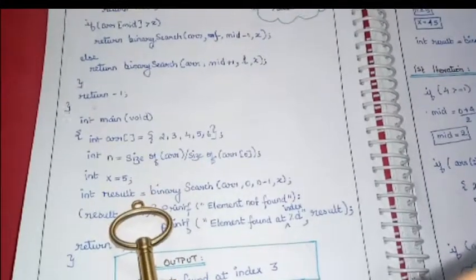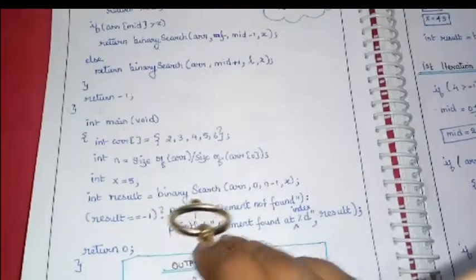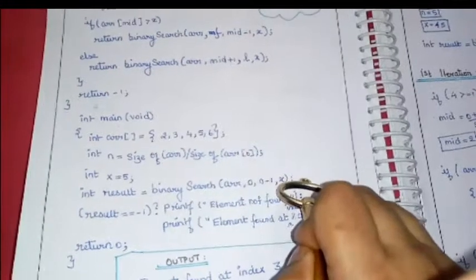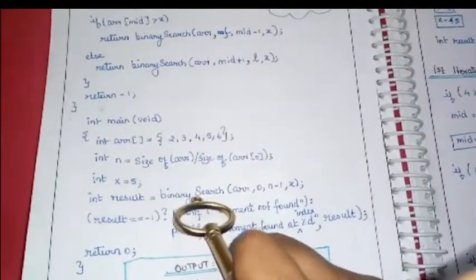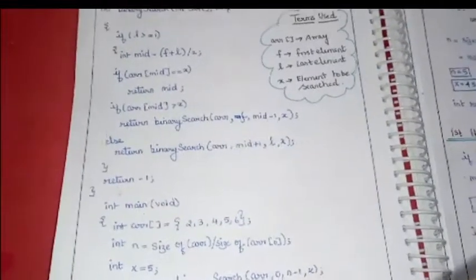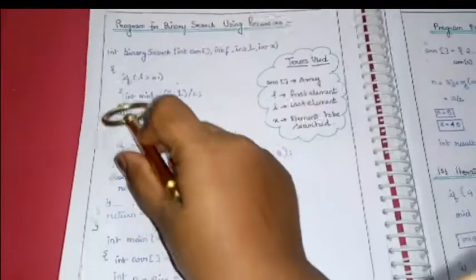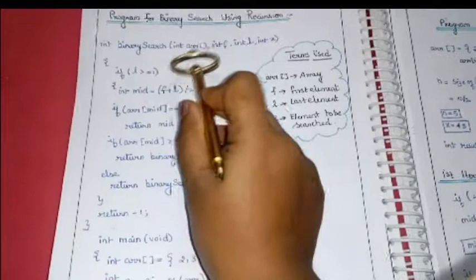The next step is int result equal to binary search of array, 0, n minus 1, x. Here I have called the function binary search with these 4 parameters. So the flow of execution from this point will directly move to the function where I've declared binary search with 4 arguments.